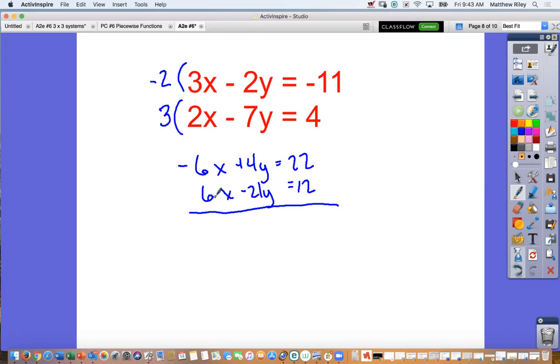Once I have opposites, add them together and divide. Any questions?